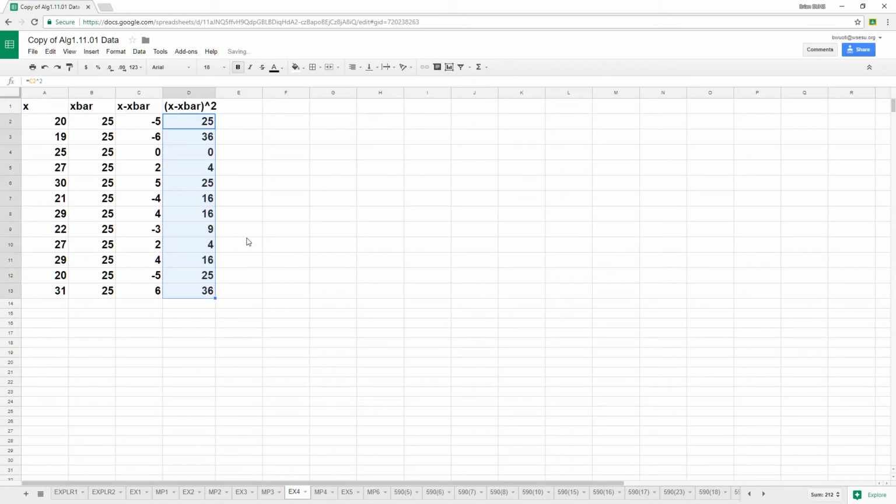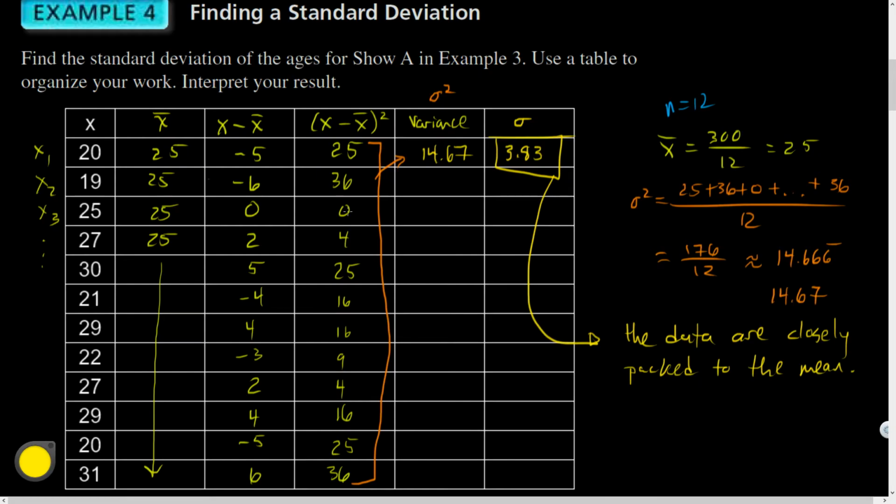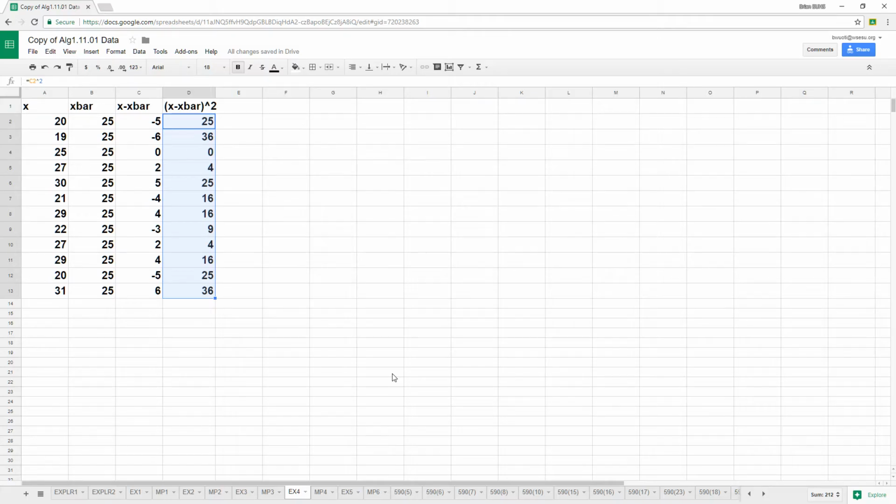I drag this down. Look at that. There's all those squares. Have I seen those numbers before? Same thing. No, you've got to know multiple tools. I'm showing you all the tools, my friend.